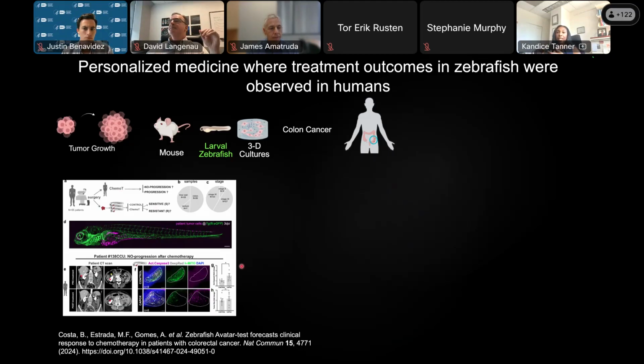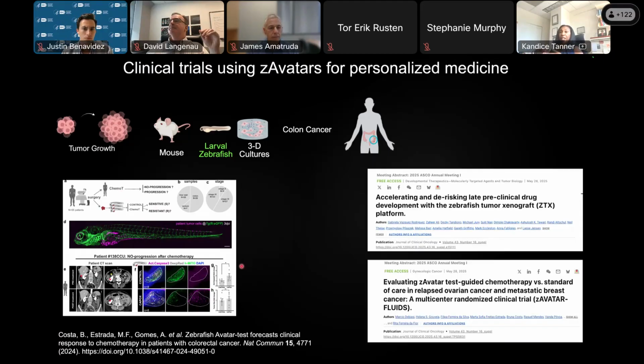And building on these studies, her group and others have recently shown that this has entered into clinical trials. So these are two studies that were presented this year at ASCO, which is, I'd say, the forum for discoveries in terms of clinical therapies.